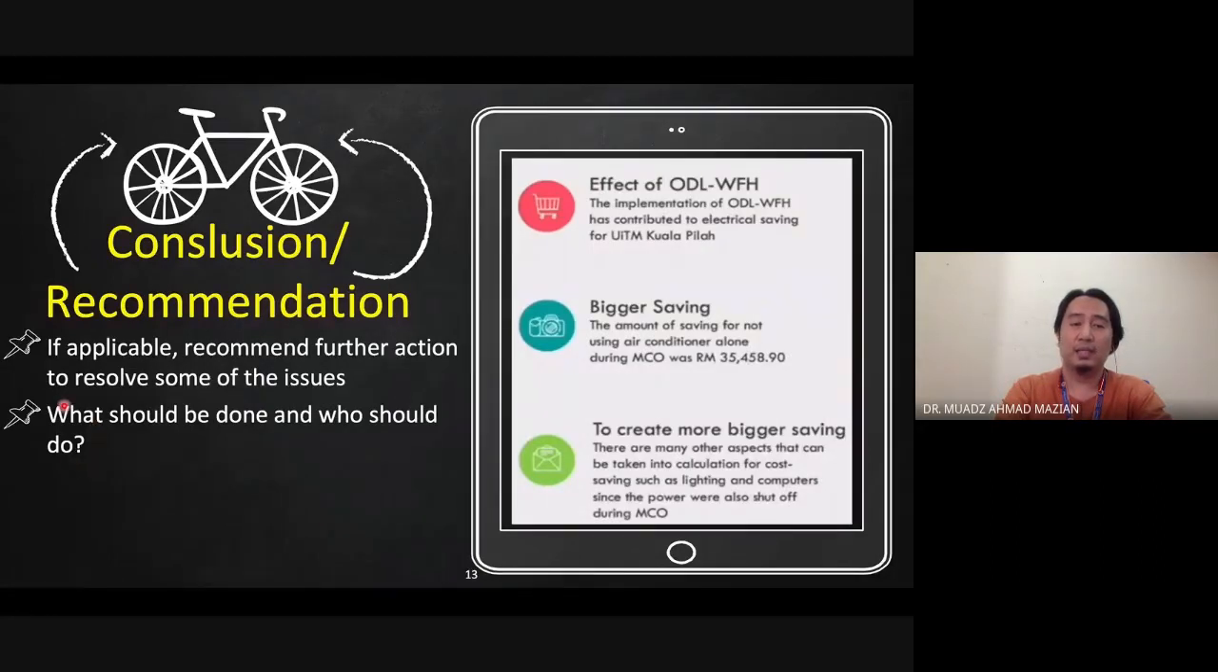Okay, dalam conclusion itu tadi juga, I put siapa yang perlu put all the effort to get this cost saving of the consumption of electricity. Siapa yang perlu buat dan siapa yang perlu lakukan? Siapa yang perlu rancang dan siapa yang perlu lakukan?